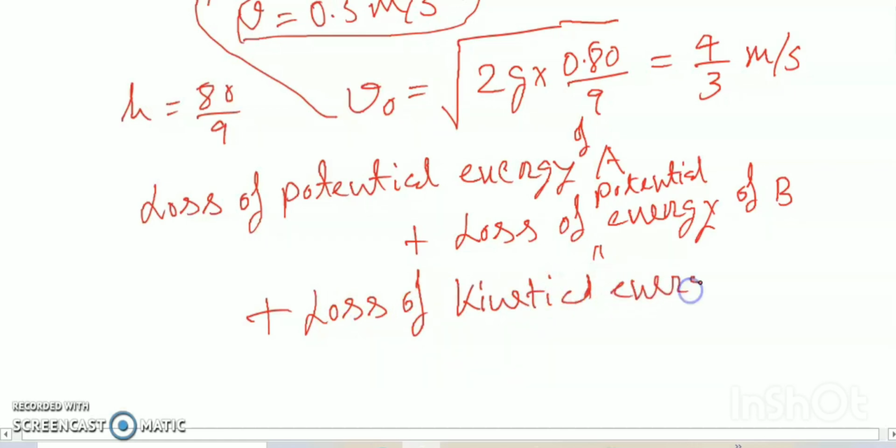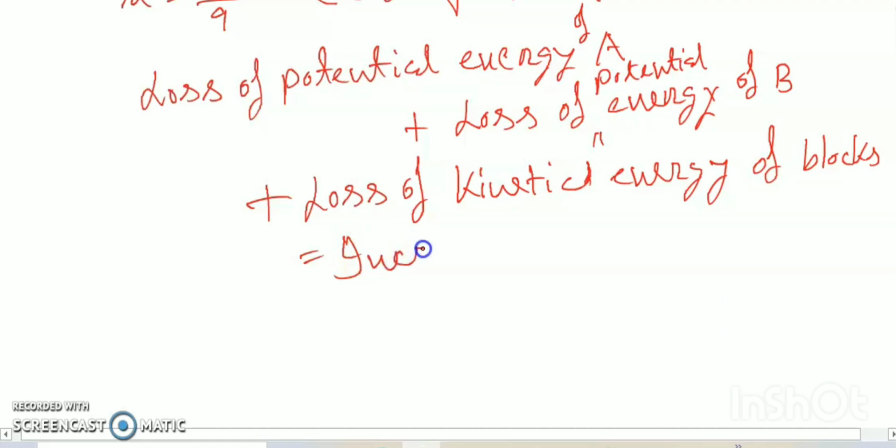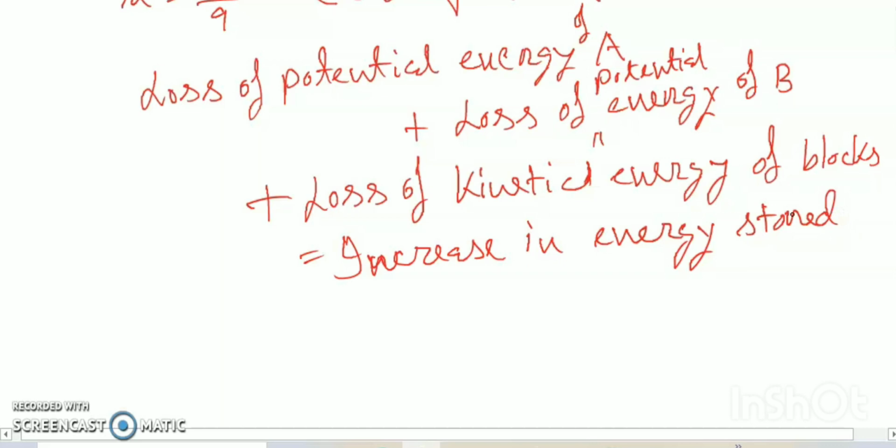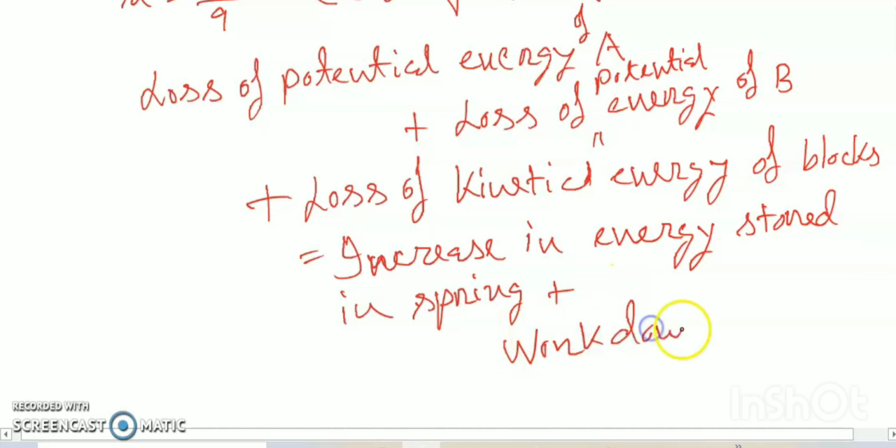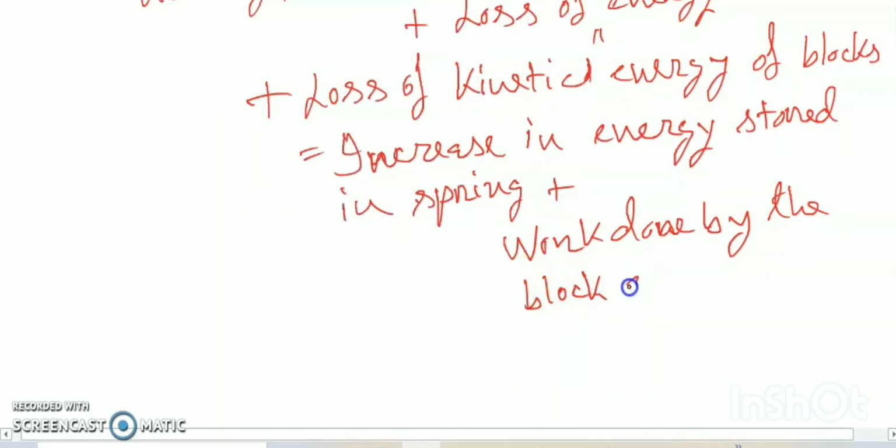kinetic energy of blocks equals the increase in energy stored in the spring and the work done by the blocks against friction.